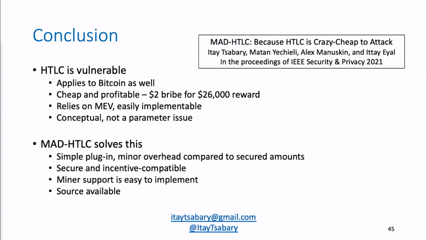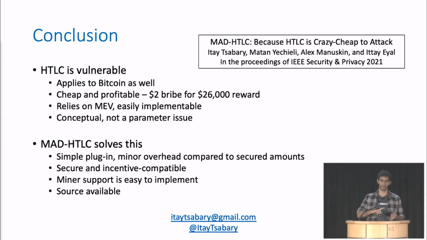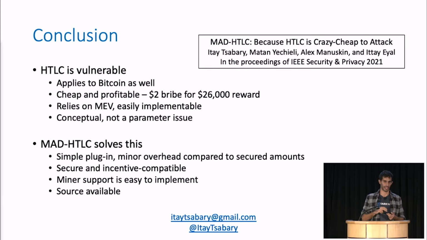All right. To conclude, HTLC is vulnerable. The attack applies to Bitcoin as well, not just Ethereum. The attack is cheap and profitable and doesn't require a prior deployment. It relies on MEV. It's easily implementable. The problem is conceptual. It's not some parameter issue. We present Mad HTLC, a secure solution. It's a simple plugin. You can just use it instead. Minor overhead, secure, incentive compatible, easily supported by miners, and the source is available.